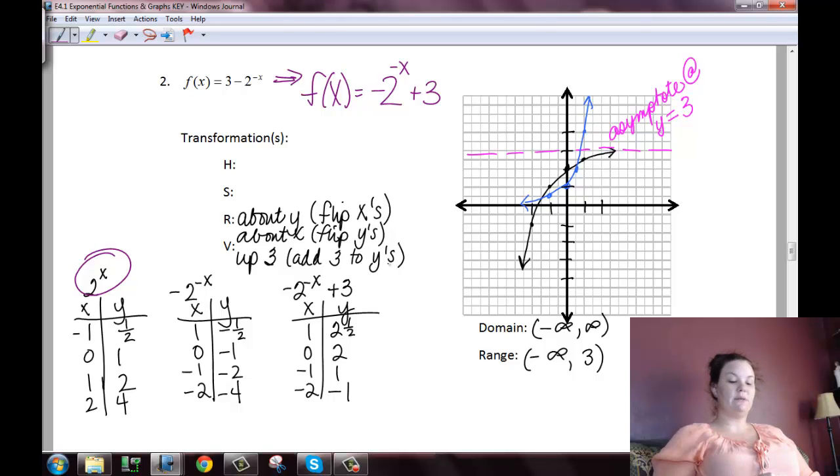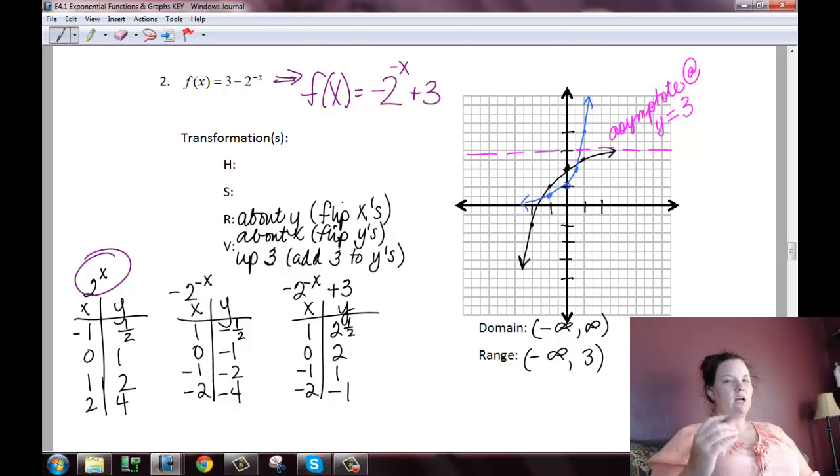We have 3 transformations. Notice the blue picture is my original with an asymptote at 0. When I reflected about the x and the y and move it up 3, I end up with my black graph here, which notice should be approaching y equals 3 from the negative direction, which gives us a domain of -infinity to infinity and a range of -infinity to 3.